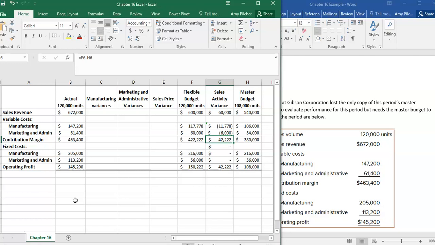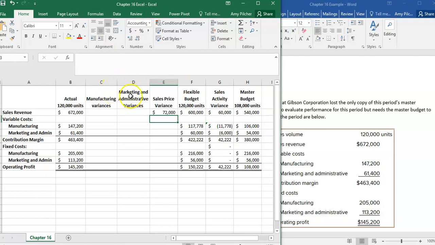Now we'll move on to the sales price variance. So the sales price variance only affects the sales revenue amount. So this is the difference between our actual results minus our flexible budget amount. So we have a 72,000 favorable sales price variance.